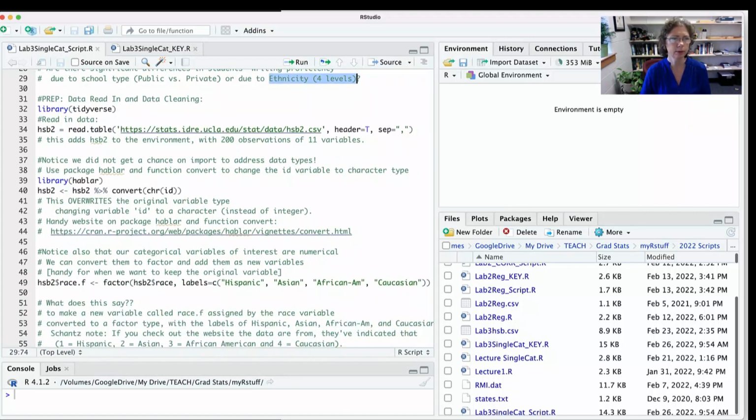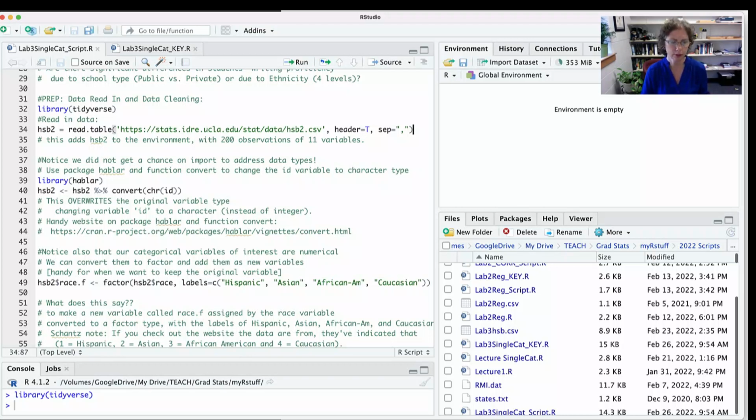So for prep, we want to read in our data. We're going to do something new here. We're going to read in data from a website. The website itself is the Stats IDRE UCLA website, where they run the same study each year. So it'd be good to check it out as well.